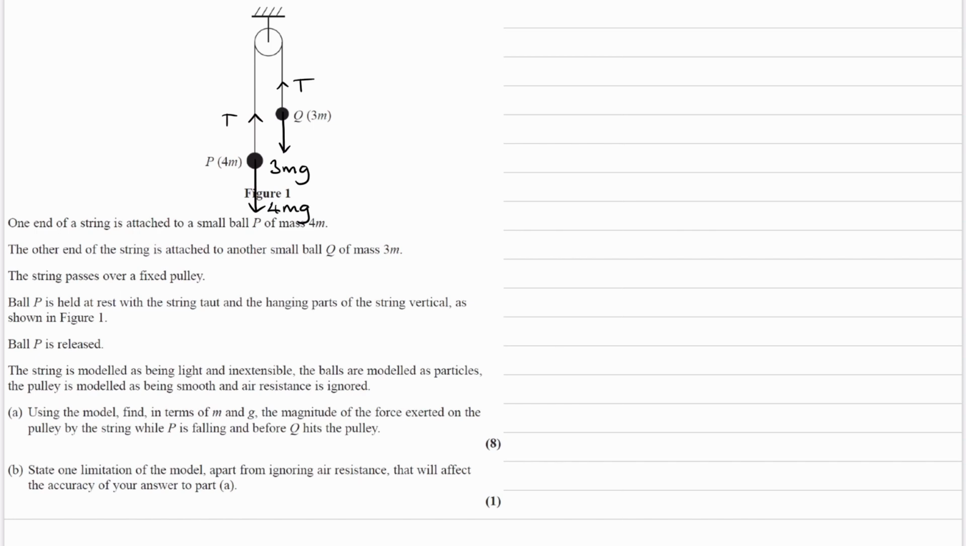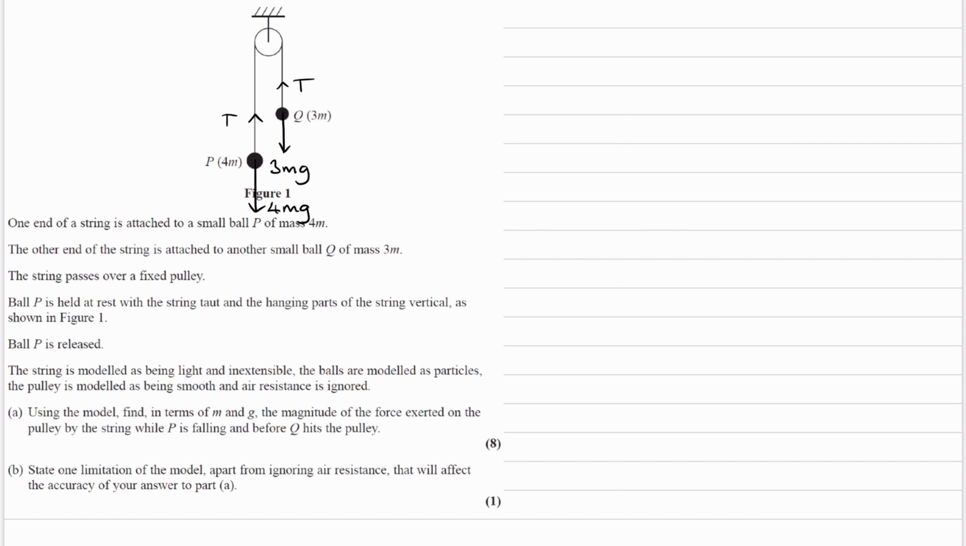We're told the string passes over the pulley, ball P is held at rest with the string taut and hanging parts of the string vertical, so that's all usual stuff. Ball P is then released. And then we have our modelling assumptions. The string is light and inextensible, the balls are modelled as particles, the pulley is modelled as being smooth, and the air resistance is ignored.